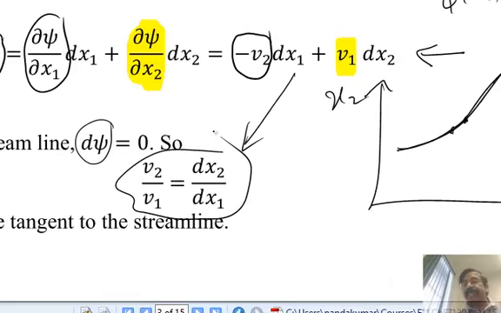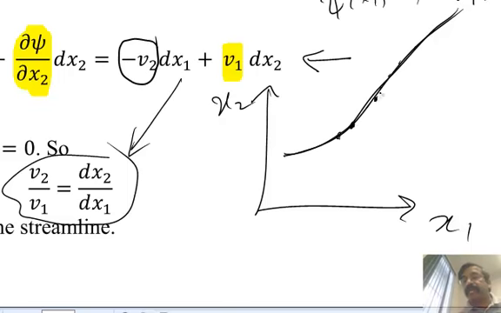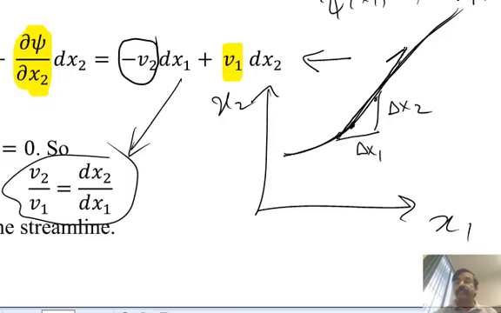Okay? So that means if I take, for example, 2 points here, I'm just going to exaggerate a little bit. That is delta x2, this is delta x1. What is delta x2 over delta x1? That is the tangent, right? So I can draw a tangent to that curve at that point.